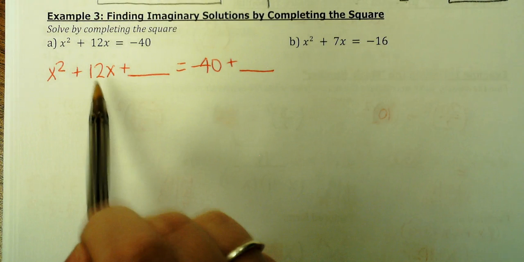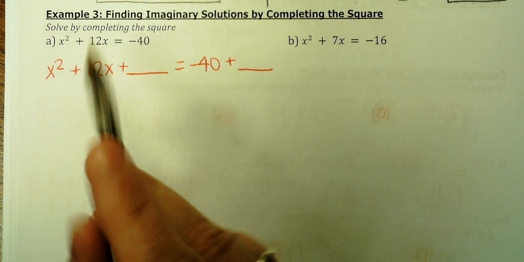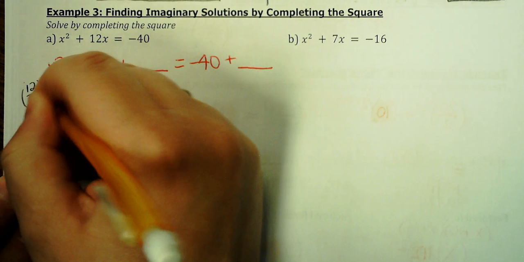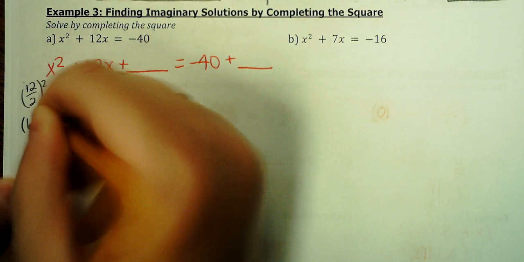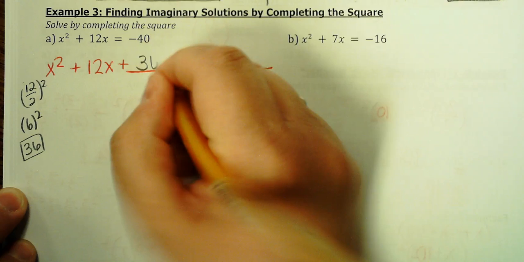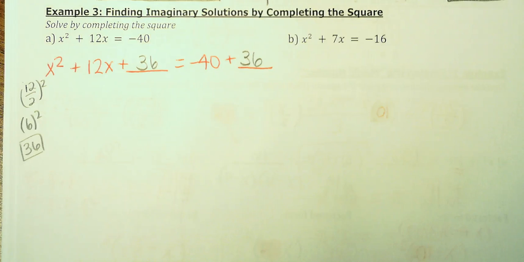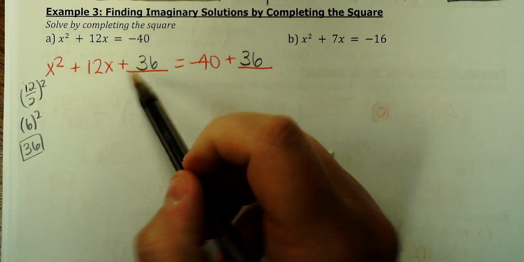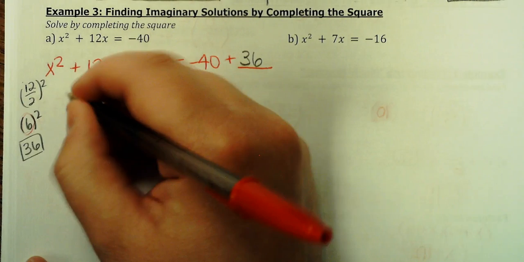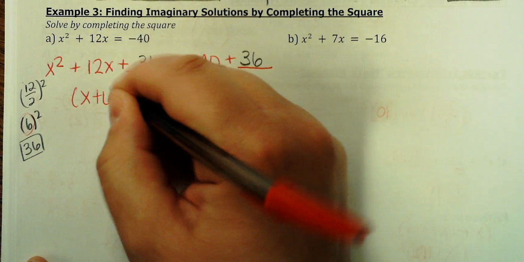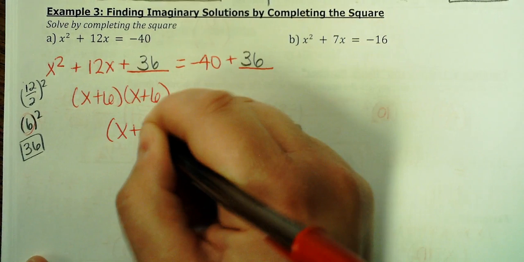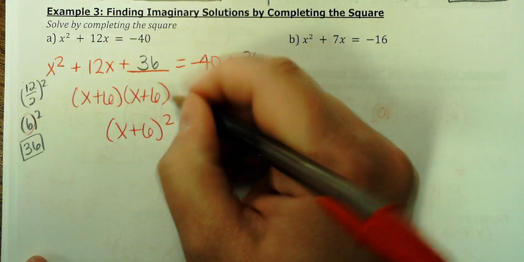To do that, I need the b value, which is 12 for this question, divided by 2 squared. So 12 divided by 2 is going to be 6, and when I square that, I'm going to get 36. So to both sides, we're going to add 36. Okay, factored form here, multiply to get 36, add to get 12. It's always whatever you square. So this would be x plus 6 times x plus 6. Or, what we really want is to squish that together, x plus 6 squared.